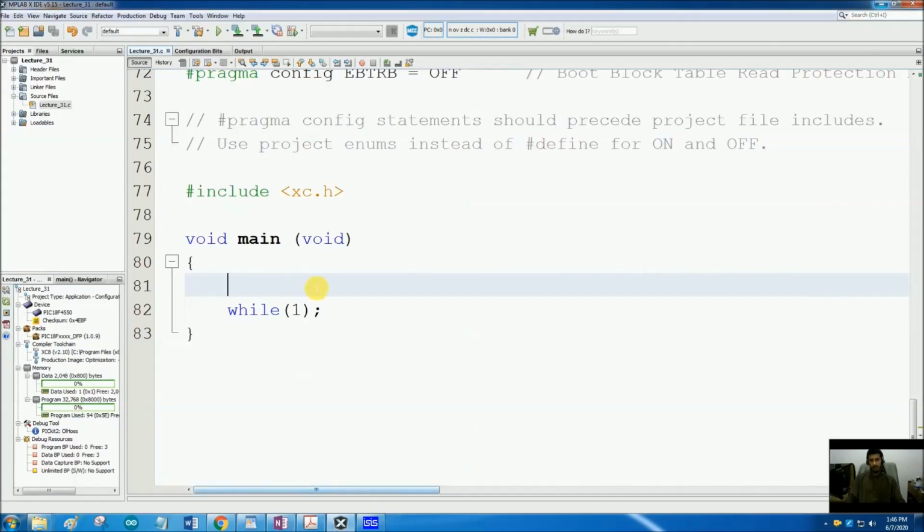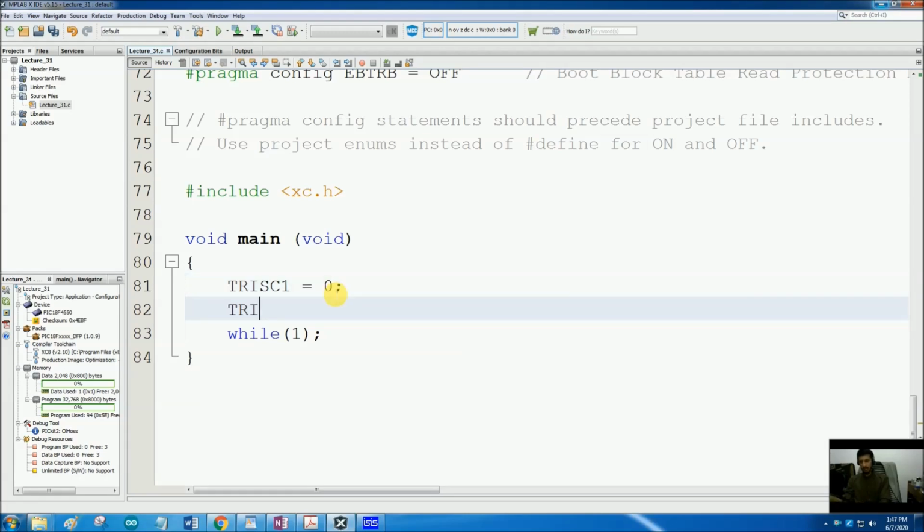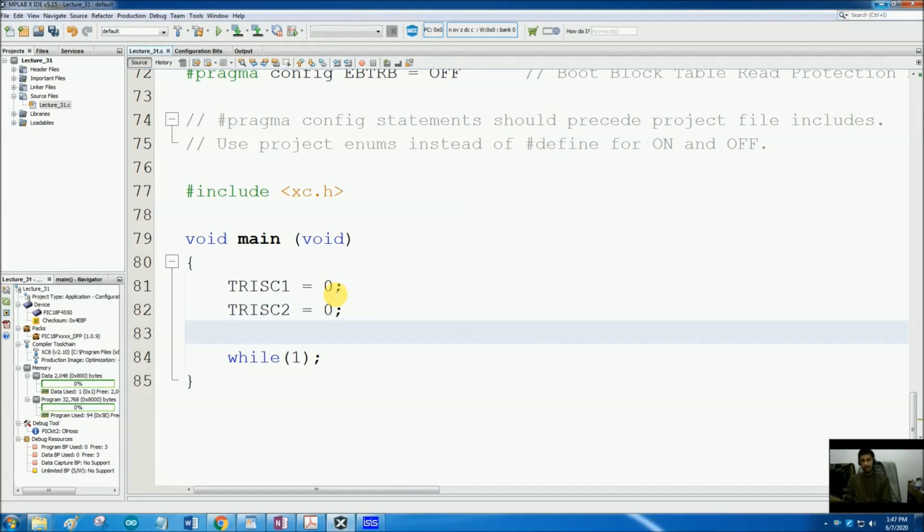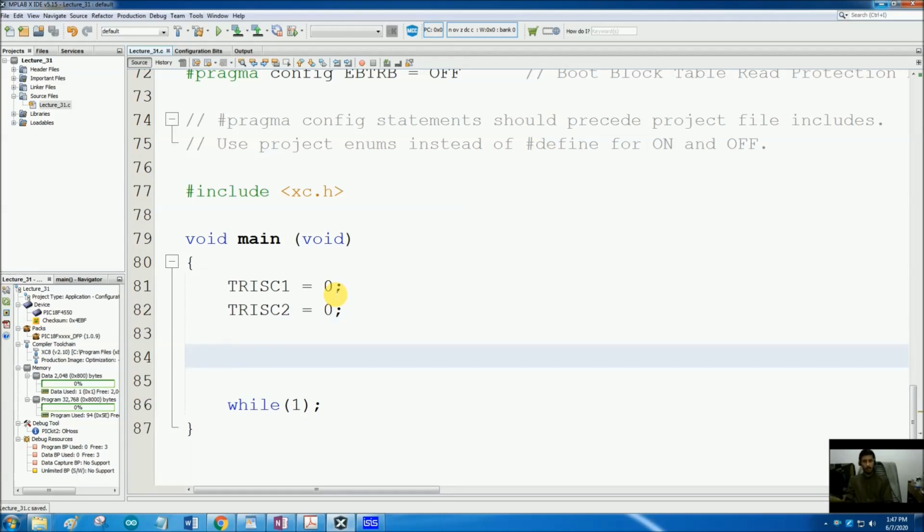So let's open the code. I will start with a blank main subroutine. Inside this function, both the CCP modules are now going to be operated in PWM mode, and PWM is generated on a pin as an output. So TRISC1 should be equal to 0, setting it as output, and TRISC2 should be equal to 0, setting it as output in this case. So both TRISC1 and TRISC2 should be configured as output pins.